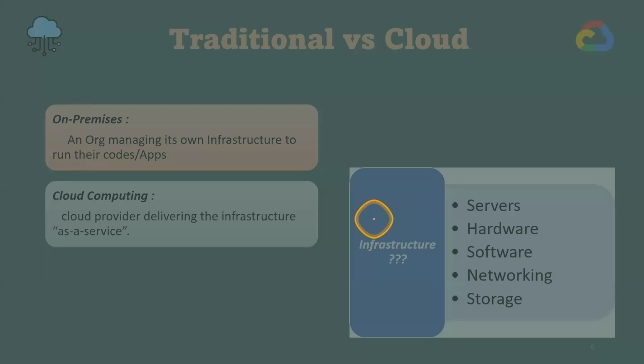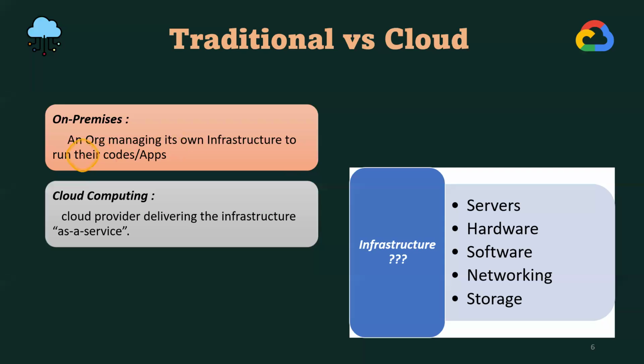Very simple. If I have to tell you, in an on-premises working model, an organization manages its own infrastructure to run its code and applications. We call it a traditional working model or on-premises working model. For example, if you take this as your company, this company is managing everything. It will manage everything to run your code.